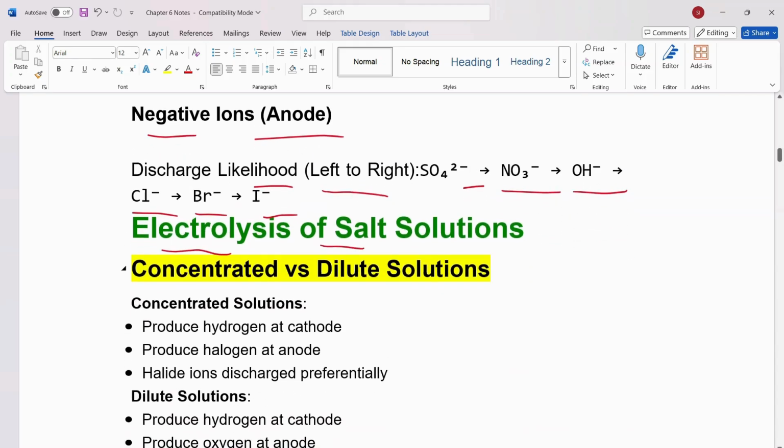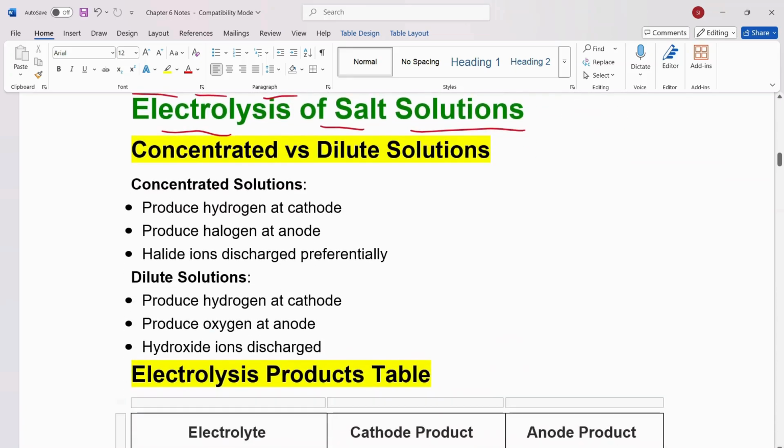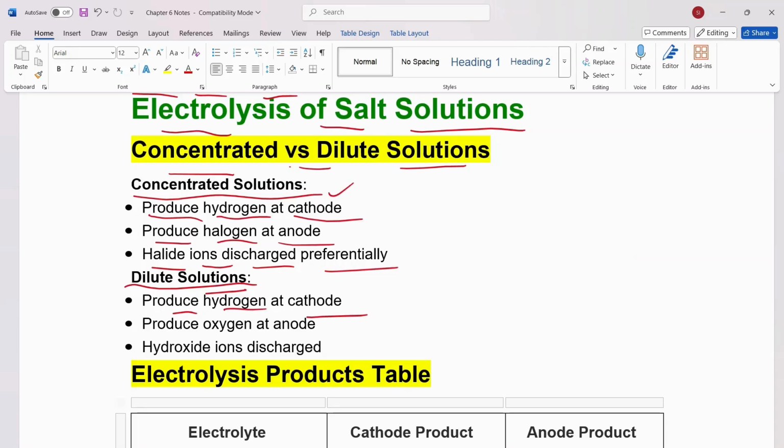Now let's talk about electrolysis of salt solution. Concentrated versus dilute solution. In concentrated solution, we produce hydrogen at the cathode and halogen at the anode, as halide ions discharge preferentially. In dilute solutions, we have the production of hydrogen at the cathode, same as the concentrated one. We produce oxygen at the anode when the solution is dilute, and hydroxide ions are discharged.